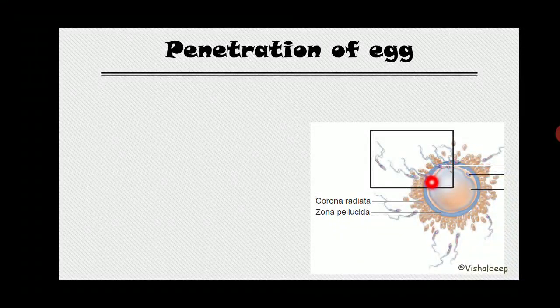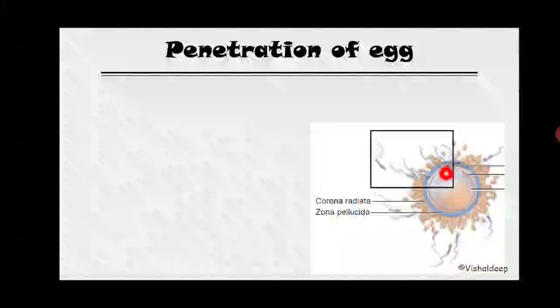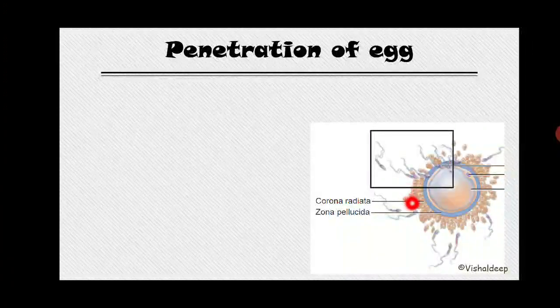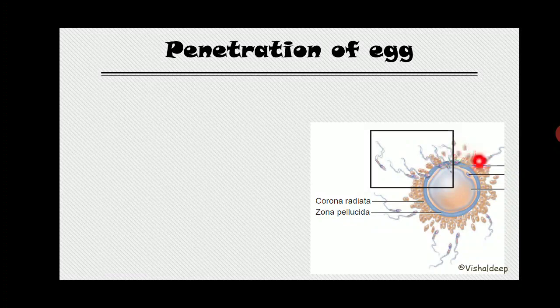As far as the penetration of the egg or the ovum is concerned, once the ovum is ovulated, or released or expelled from the ovary, it has two structures, right? One is the oocyte, then this blue colored covering that is drawn in this diagram, that is the zona pellucida, and there is a set of granulosa cells, the cumulus granulosa cells, known as the corona radiata, right?